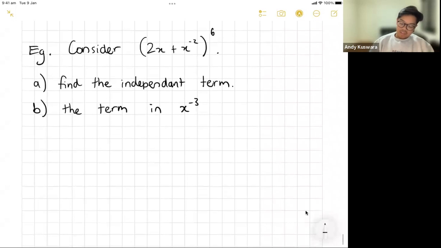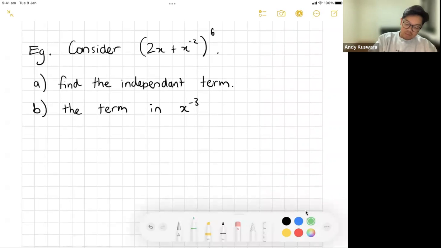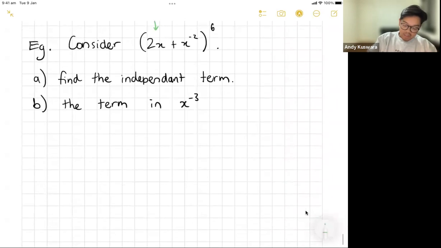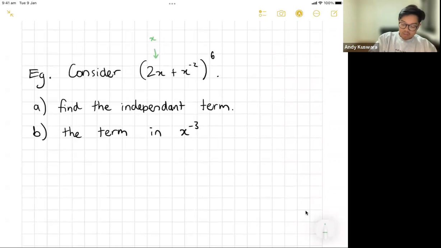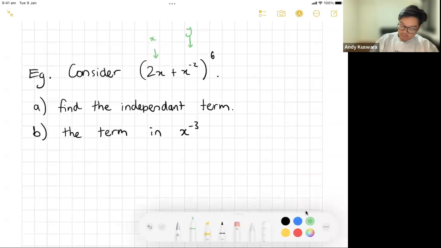It's going to be something like this. Okay, it's going to look a little bit gross. Now, notice how it's no longer x and y, but two different things. Our equivalent of x here is going to be that 2x, and that's going to be the equivalent of our y. So it's just different letters, but we're going to apply it the same way. Now, what they'll do is they'll say, find the independent term or the term in x to the power of -3. Before we can even think about answering those questions, I would suggest doing Pascal's triangle and doing the whole expansion first, expand first. So I'll make a note there.